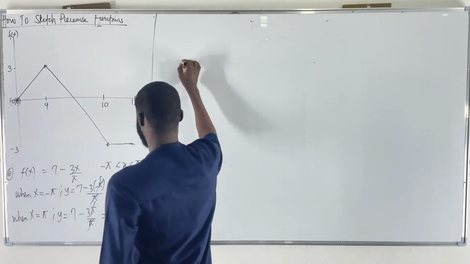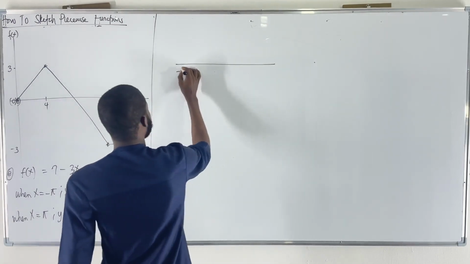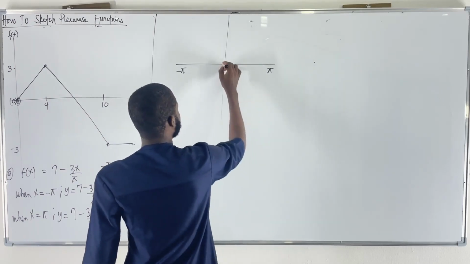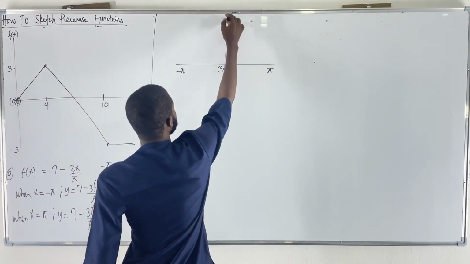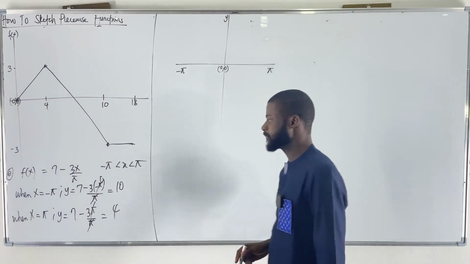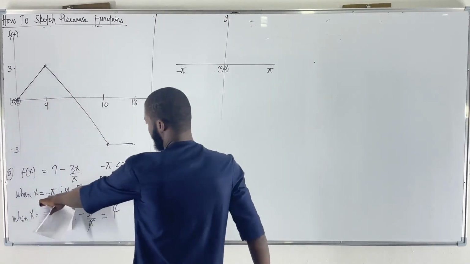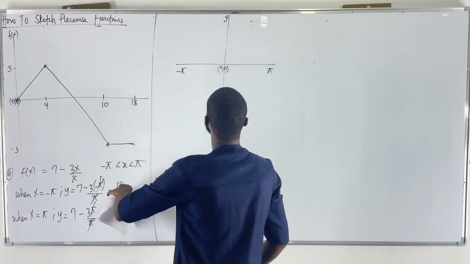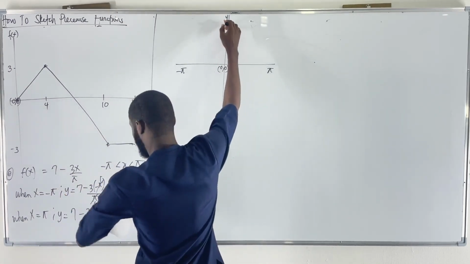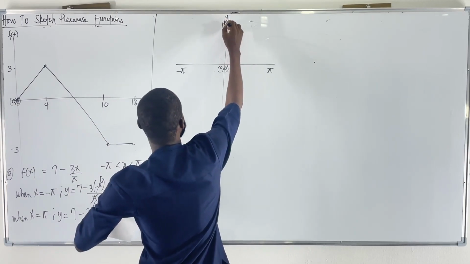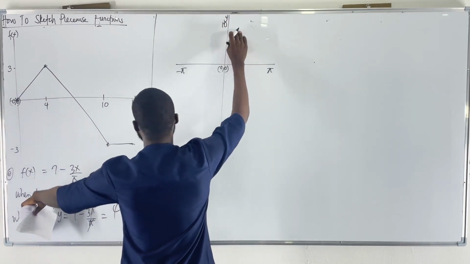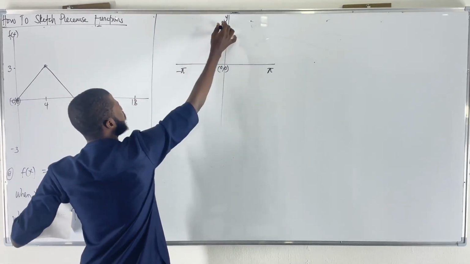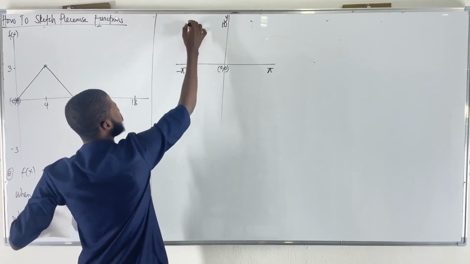So I'm going to be drawing my graph, and it's from minus pi to pi. The y line is going to be at x equal to 0. This is my y, or my f of x line. When x is minus pi, we have y at 10, so let me put my 10 here. When x is pi, y is 4. When you trace this point to this point, it's going to be somewhere here.